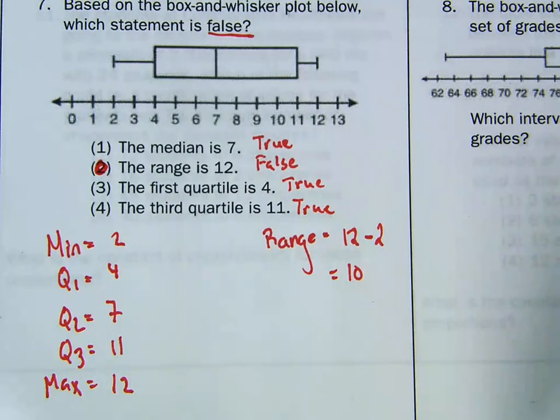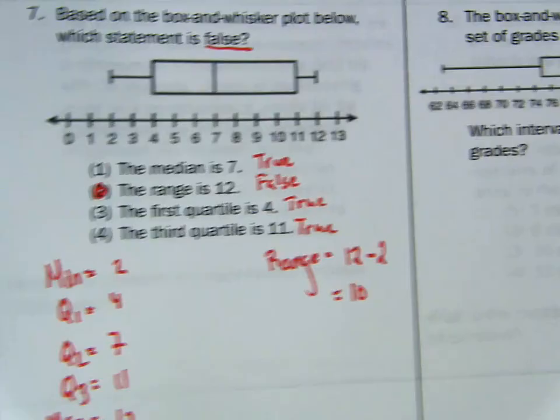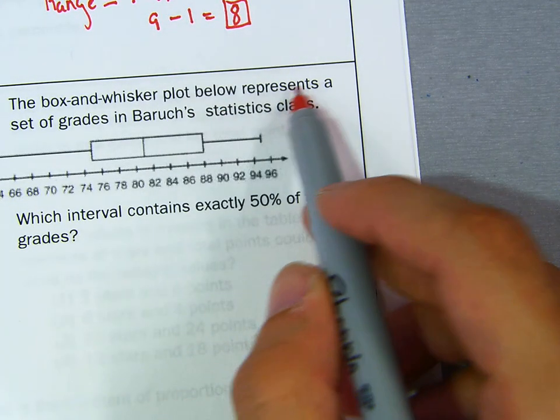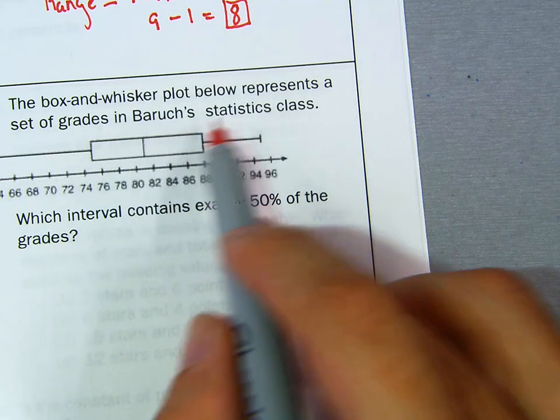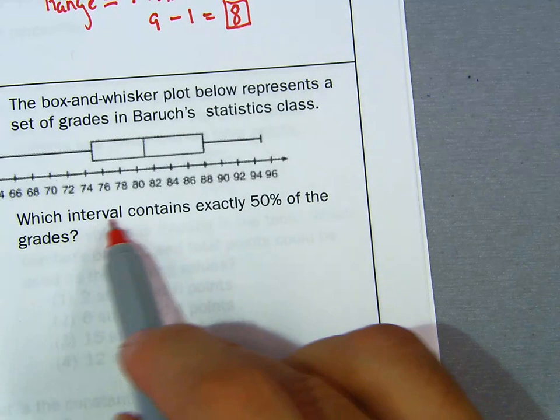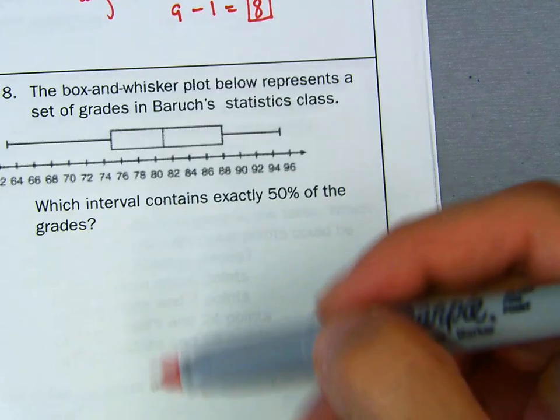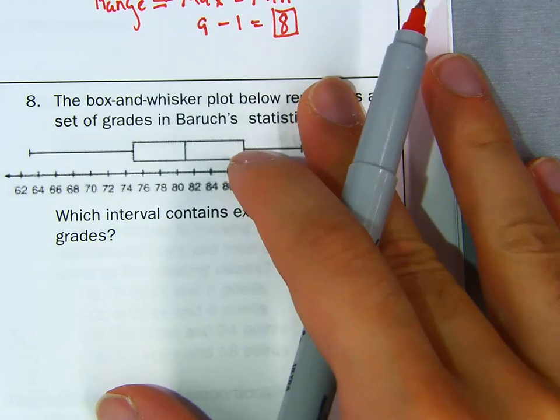Okay. Very nice. Next one. The box and whisker plot below represents a set of grades in Baruch's statistics class. Which interval contains... Oh, was there a typo? I guess I didn't get the question. All right, let's just skip this one.